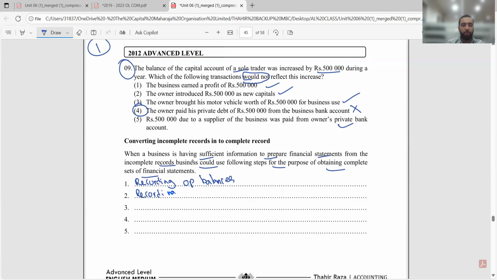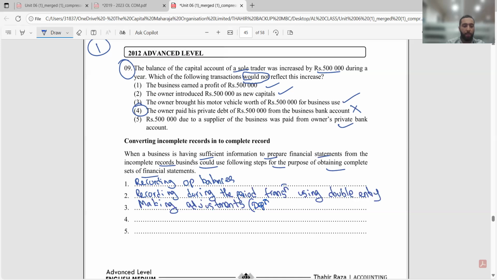Number 2, recording during the period transactions. During the period transactions using double entry. Number 3, making adjustments. What can be the other adjustments?